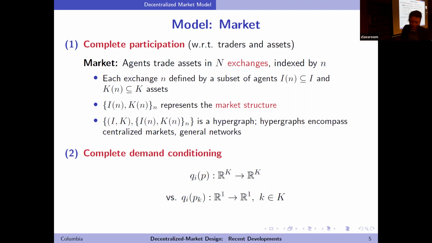So let's take a look. What exactly is the class of market structures we can accommodate? Ignore number 2 here. I just wanted to look back so that it was clear. Yesterday we maintained assumption number 1 and relaxed assumption number 2. Today we will maintain assumption number 2 and relax assumption number 1.